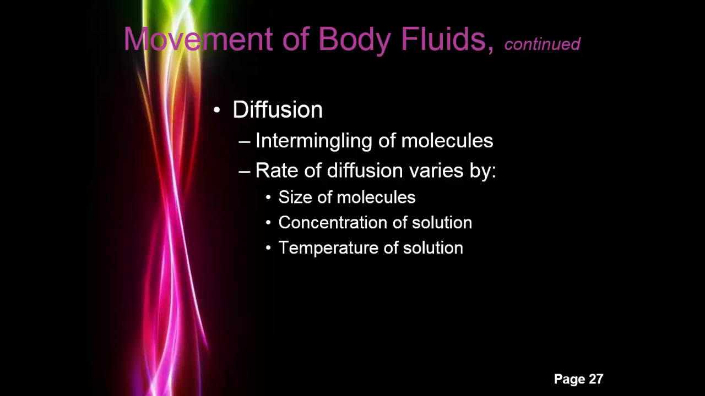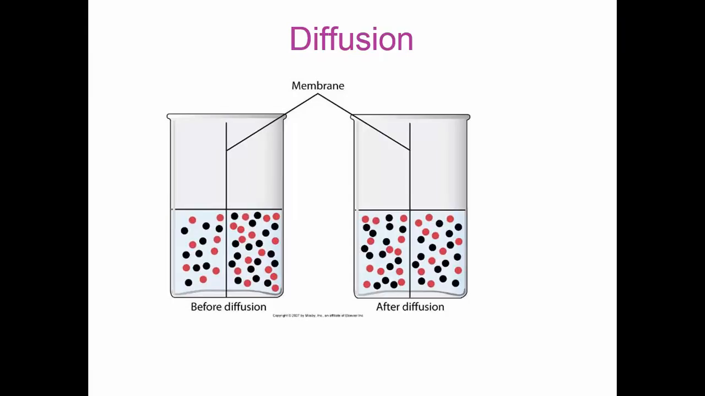An increase in temperature will also increase the rate of diffusion. And so this is an example of diffusion. And so the solids are now evenly distributed in the liquid.